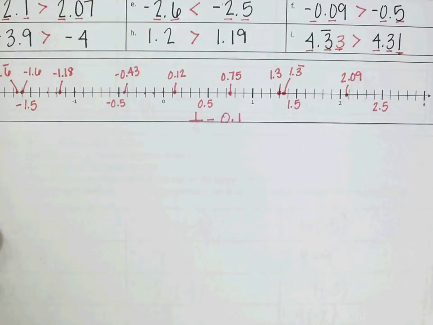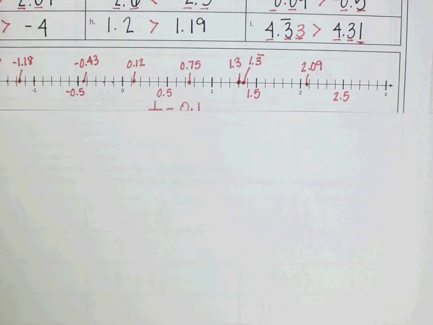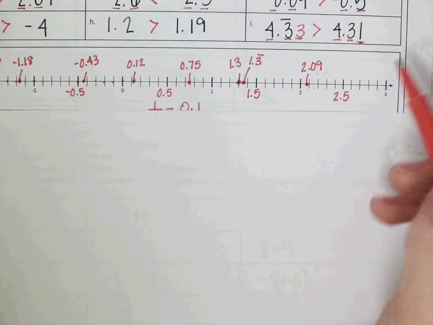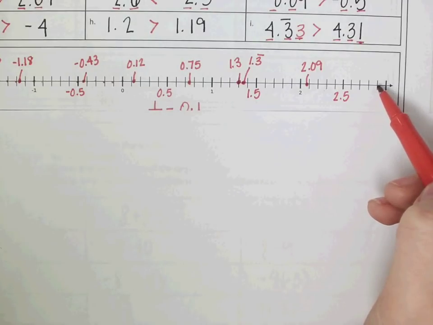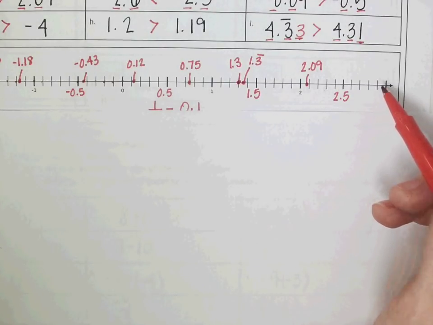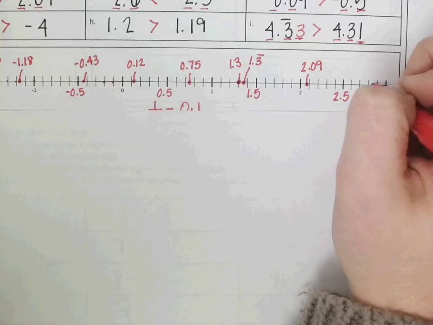Then our last number is 2.85. Okay, so we know it's going to be in between 2.8 and 2.9. So this is 2.8 and 2.9. And since it says 2.85, it's going to be exactly in the middle.